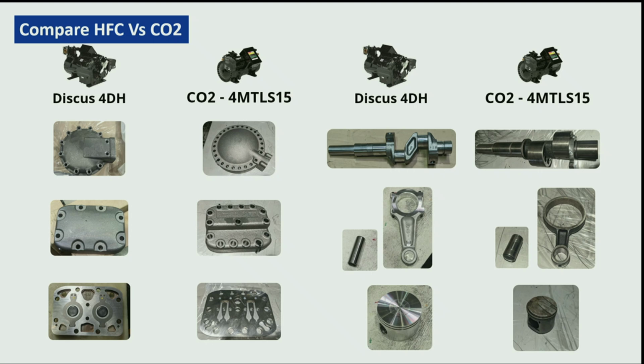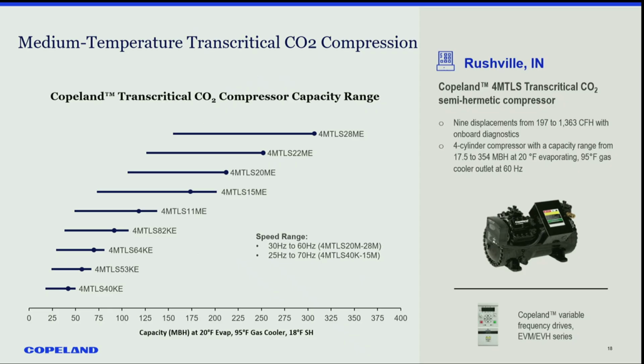The wrist pins as well are 30% larger in diameter. But the pistons are 45% smaller because the refrigerant density is so much greater. So small pistons, but everything else is larger to support those high bearing loads and high pressure differential. That's kind of a quick note.